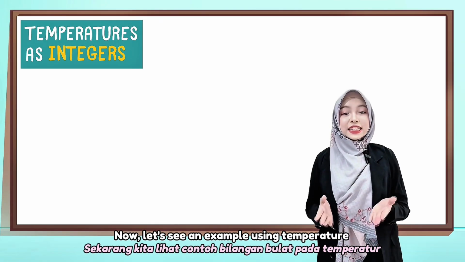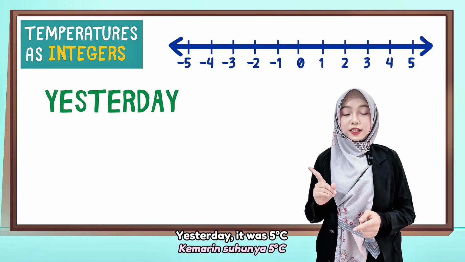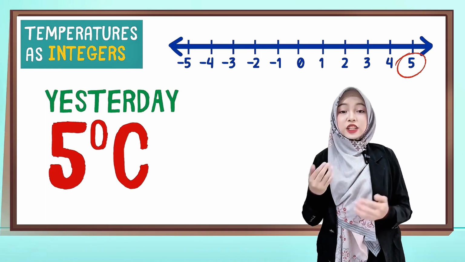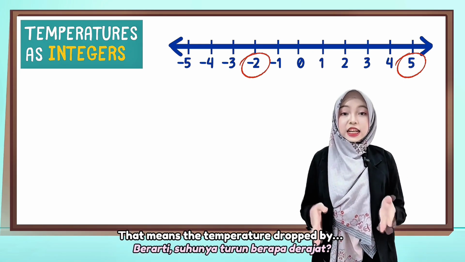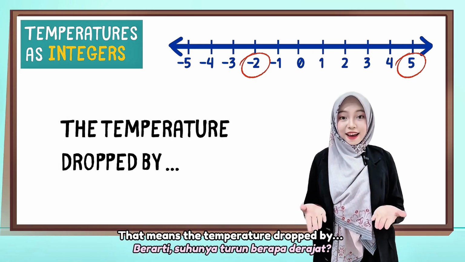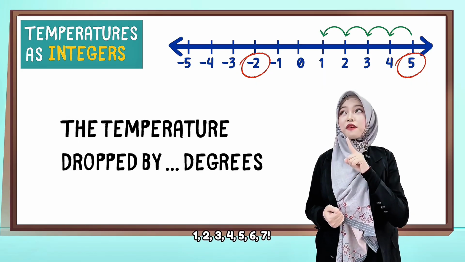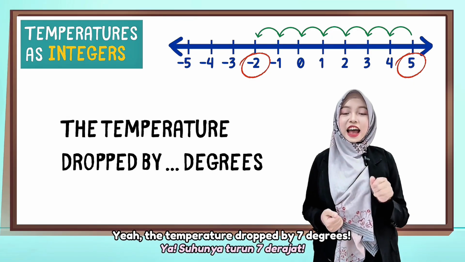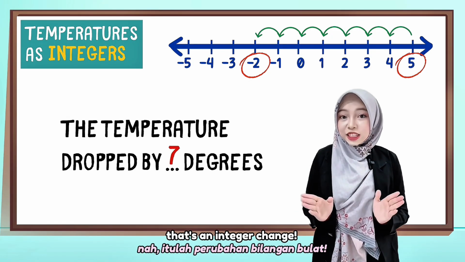Now, let's see an example using temperature. Yesterday, it was 5 degrees Celsius. Today, it's minus 2 degrees Celsius. That means the temperature dropped by 1, 2, 3, 4, 5, 6, 7. Yeah, the temperature dropped by 7 degrees. That's an integer change.